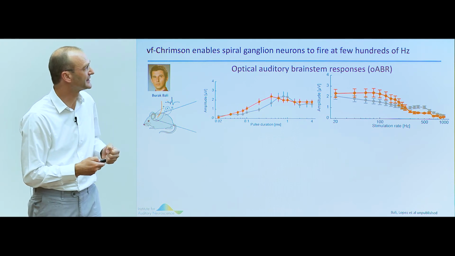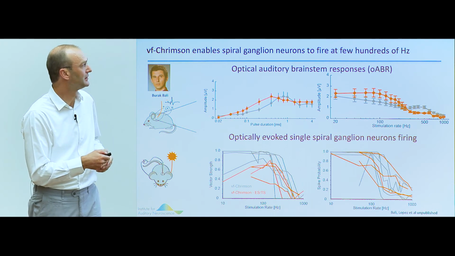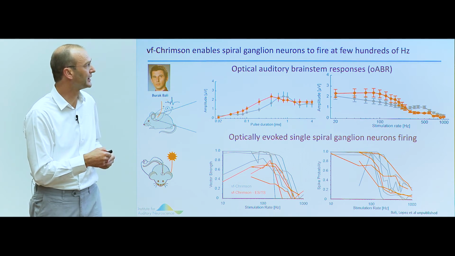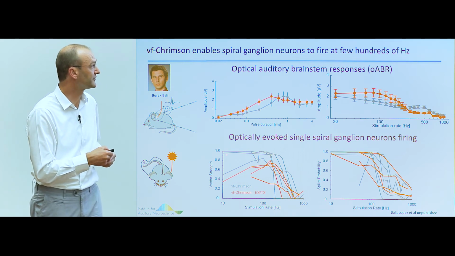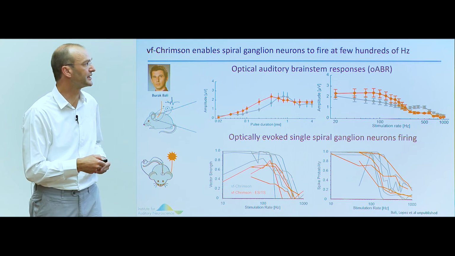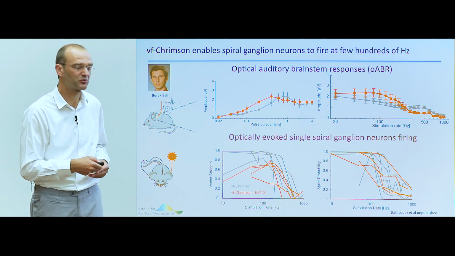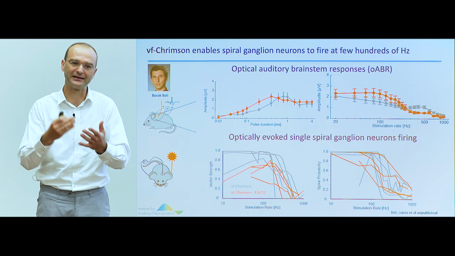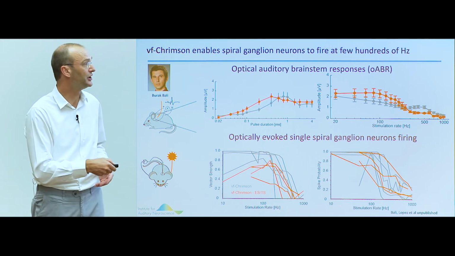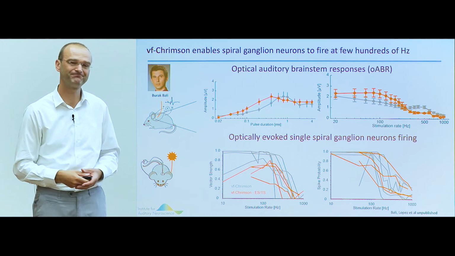And what about at the single neuron level? Well, up to 100, 200 Hertz, things are very well behaved. We have good temporal precision of firing. Thereafter, it's degraded. And the same happens for spike probability. So you get less spikes per pulse if you go for very high rates.